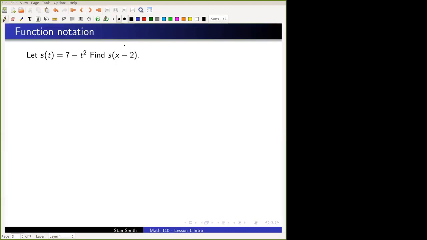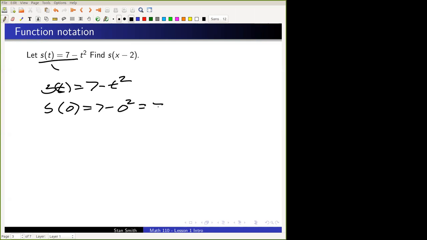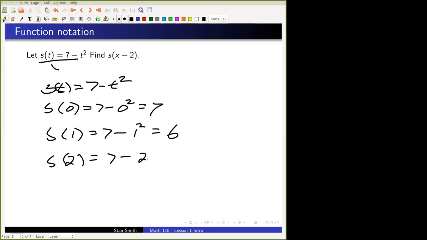The next problem is just functional notation. A lot of students struggle with this a little bit. So I'm just going to do an example. We've got s of t is equal to 7 minus t squared. So that means s of 0 would be 7 minus 0 squared, or 7. And s of 1 would be 7 minus 1 squared, or 6. And s of 2 would be 7 minus 2 squared, which is 7 minus 4, or 3. I think you get the idea.